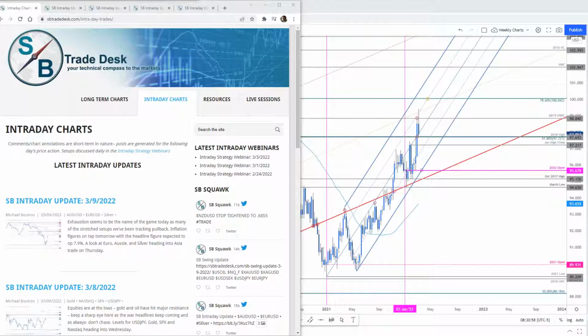We just got the release of US core inflation numbers, guys, right in line with expectations. 6.4 on the core read. Headline inflation year on year coming in at 7.9%. Again, it's a multi-decade high. So right in line with expectations as far as inflation is concerned. We did get the ECB holding rates earlier today. And boy, there's a lot going on.